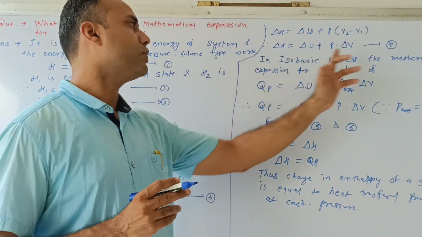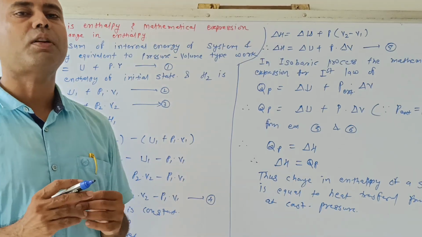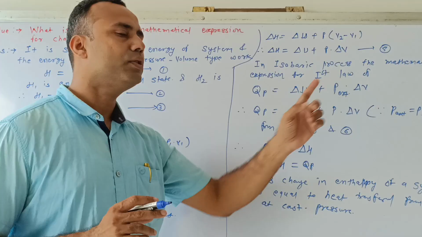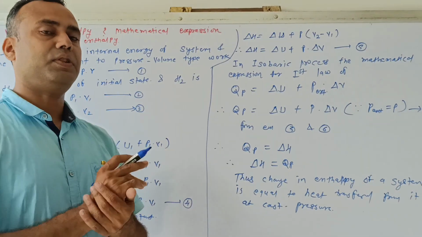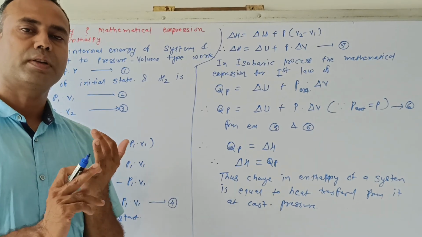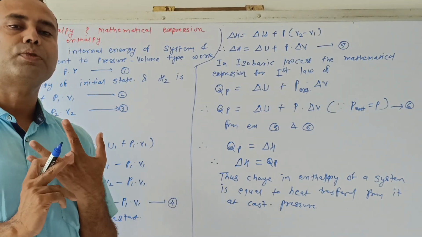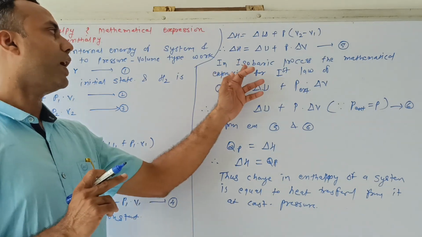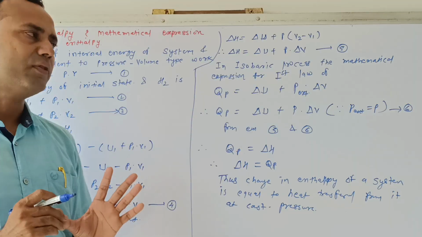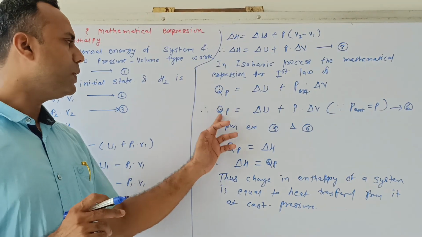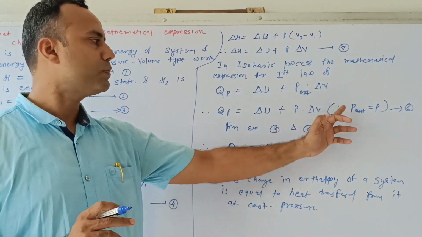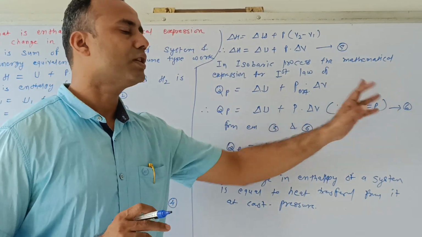Now we know that in an isobaric process the mathematical equation for the first law of thermodynamics is QP is equal to delta U plus P external into delta V. We derived this equation in the last video, the first law of thermodynamics for isothermal process, adiabatic process, isobaric process and isochoric process. For the isobaric process, QP is equal to delta U plus P external into delta V. This equation can be changed. QP is equal to delta U plus P into delta V, because P external is equal to P. This is our equation number 6.